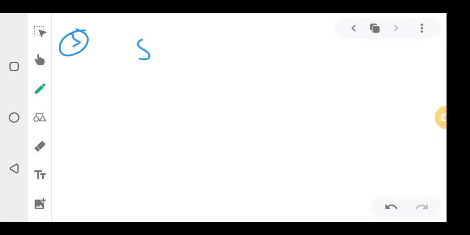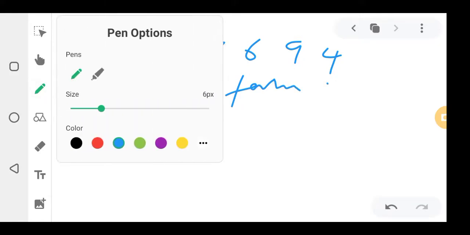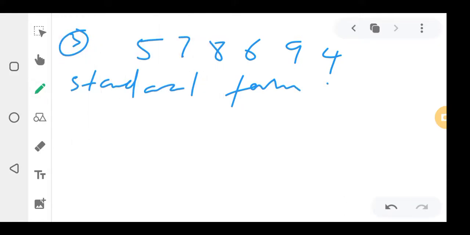Sometimes they can bring a number like 578694. Write this in standard form. When you're writing this in standard form, have you seen this one doesn't have a point? It's not like the other ones where the point was already given. If there is no point, you assume that the point is in front here. If there's no point in the number, it is assumed the point is in front.